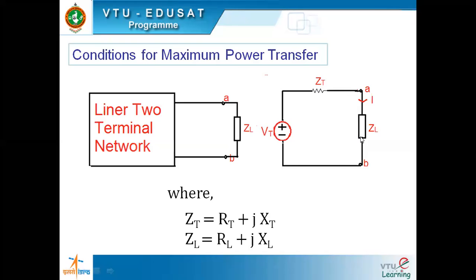Now, what is it that we have connected across AB? We have connected a load ZL. Understand that? So this load ZL can be written as RL plus JXL. If ZT can be written as RT plus JXT, ZL can be written as RL plus JXL. We've just expanded the impedances in terms of the resistance and the reactance. Is that okay with you? ZT and ZL are expressed like this. Fine. Next.